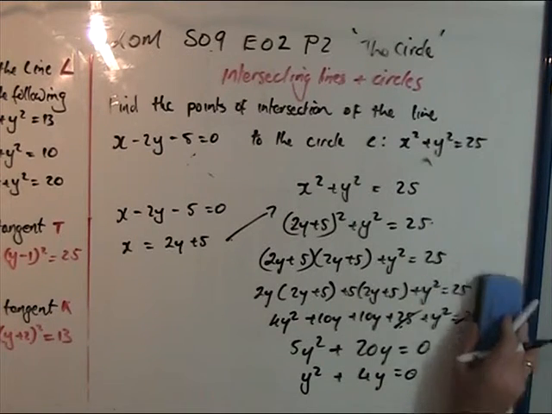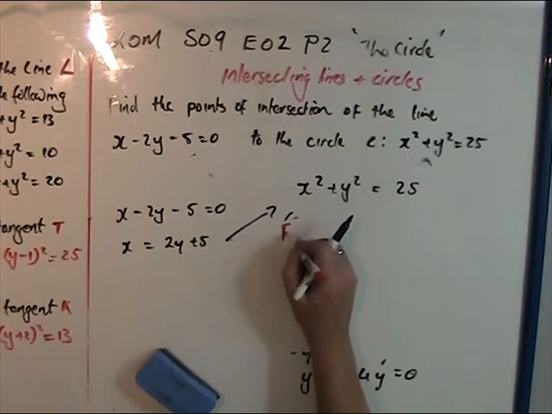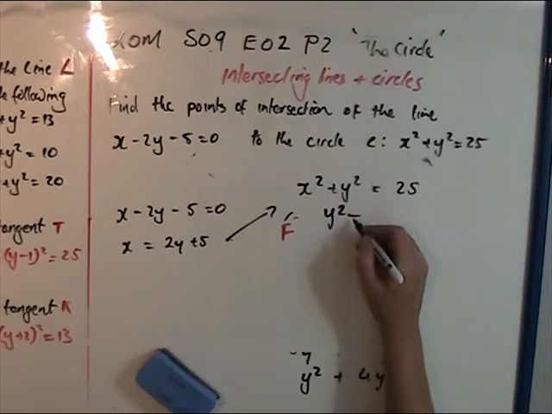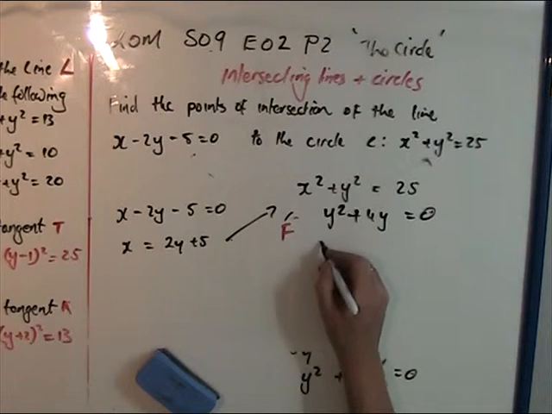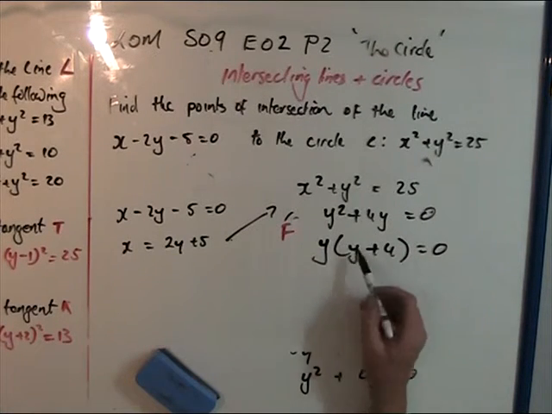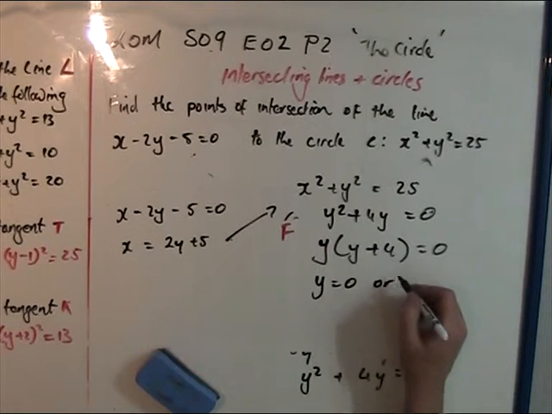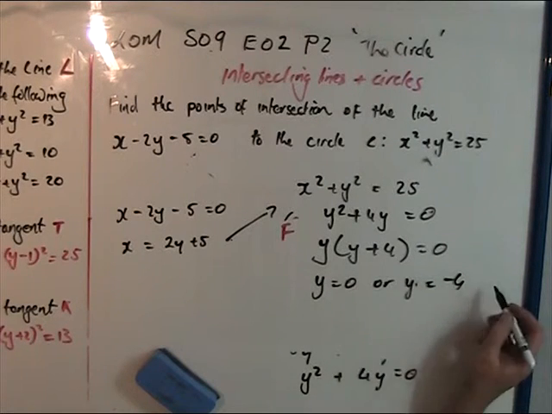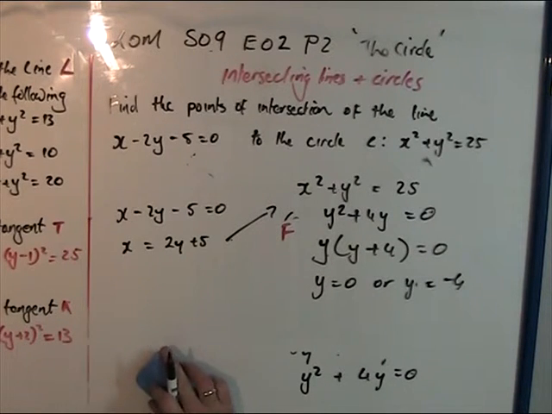I'm going to bring it up to the top here. So I have to find the factors of y squared plus 4y is equal to 0. So take out the common factor, which is y. y by y plus 4 is equal to 0. You see what I've done here? I factorized out y. So y is equal to 0, or y plus 4 is equal to 0, so y is equal to minus 4. Do you see what I did there? So you've got 2 points here.